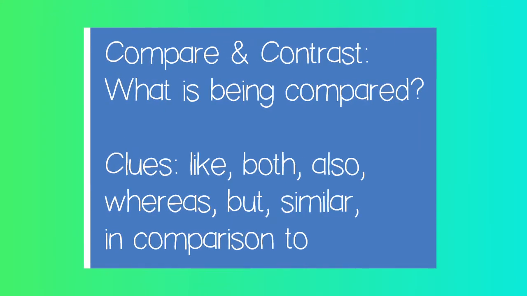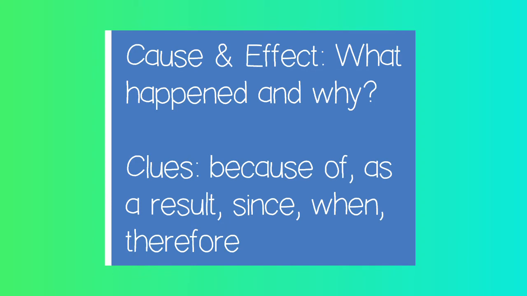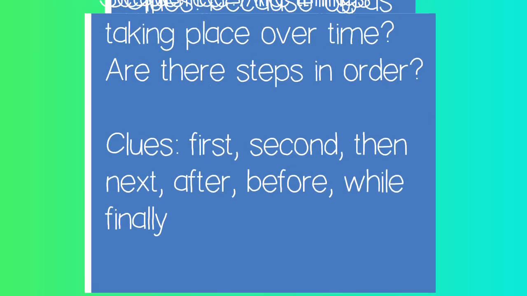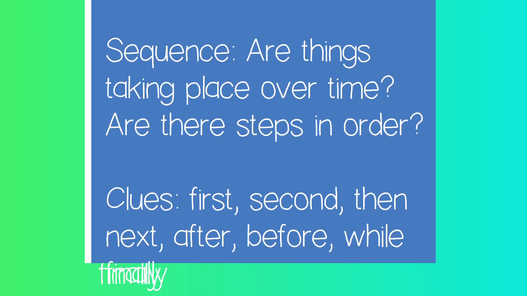Compare and contrast. What is being compared? Clues are, like, both, also, whereas, but, similar, in comparison to. Cause and effect. What happened and why? Clues, because of, as a result, since, when, therefore. Sequence. Are things taking place over time? Are there steps in order? Clues are first, second, then, next, after, before, while, finally.